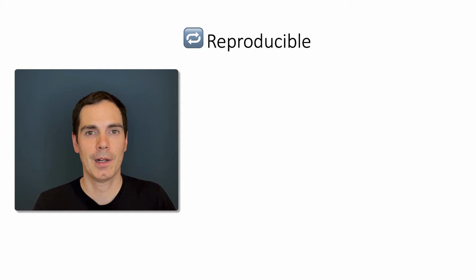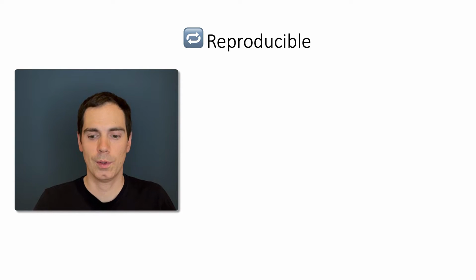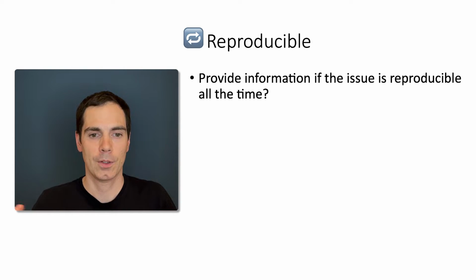So what else should be in the bug report? Is it reproducible? Of course, that's important information for any developer. So provide information if the issue is reproducible all the time. Is it happening every time? That's really good, because then we can fix it.